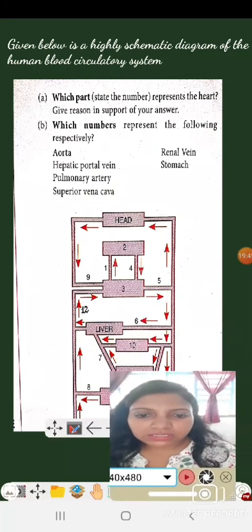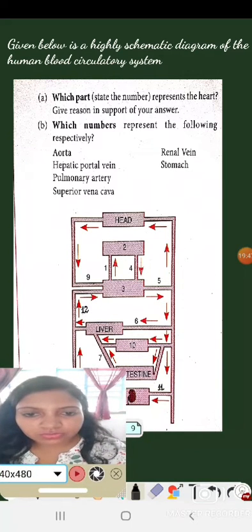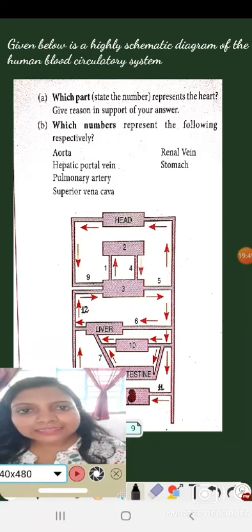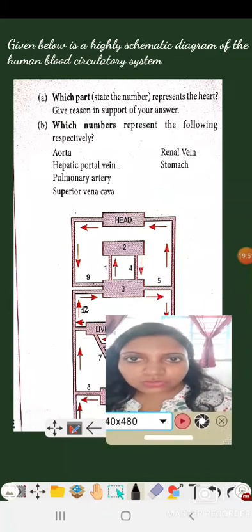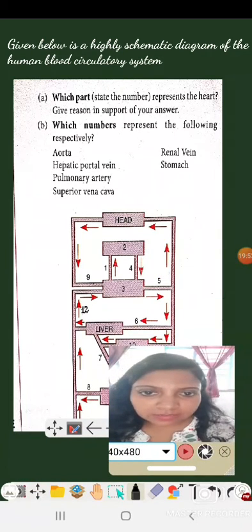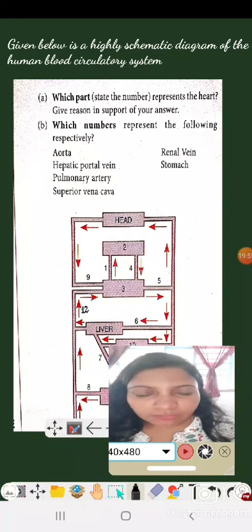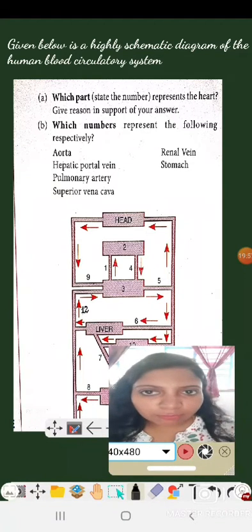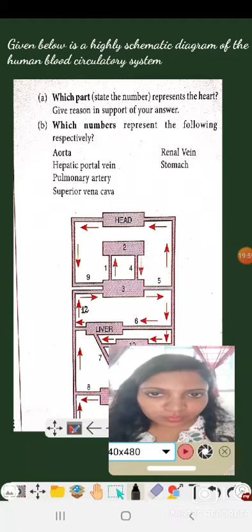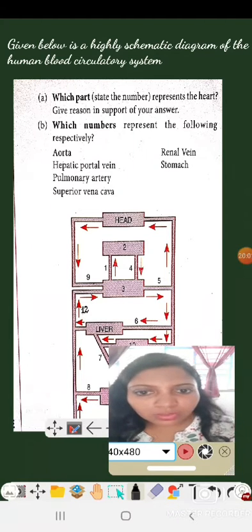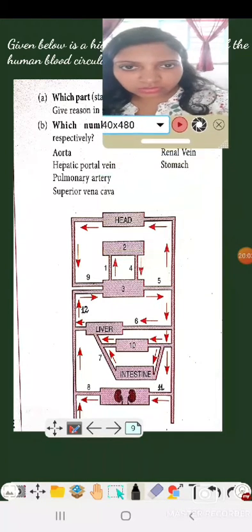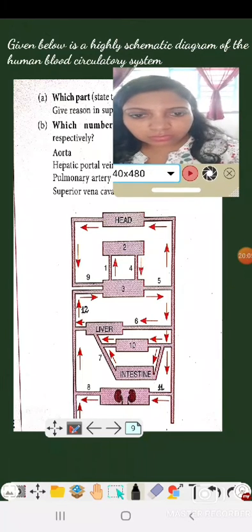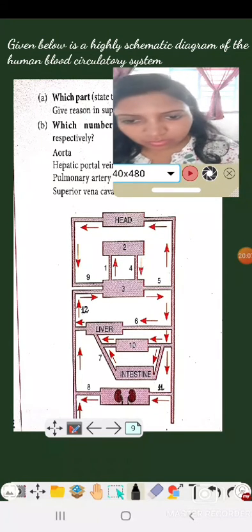Now finally let us answer these questions. This is a highly schematic diagram. So you have to say which part represents the heart and which numbers represent the following respectively. So 1 to 12 parts are there, we will label these, then only you will be clear about it.